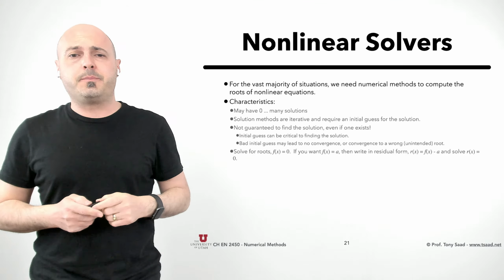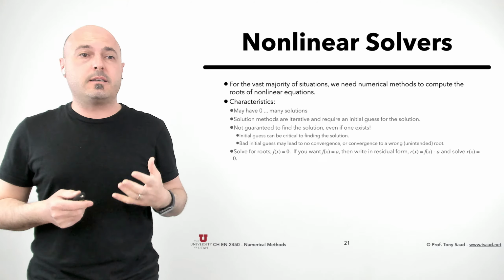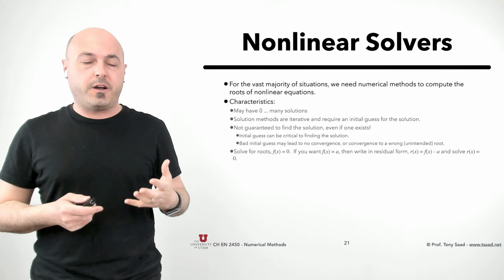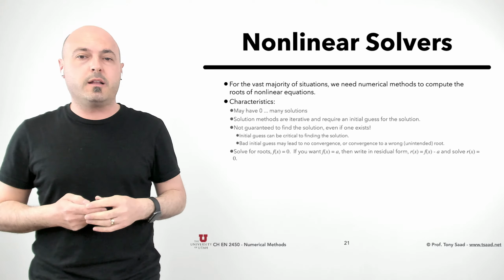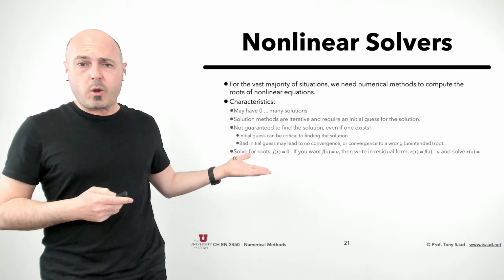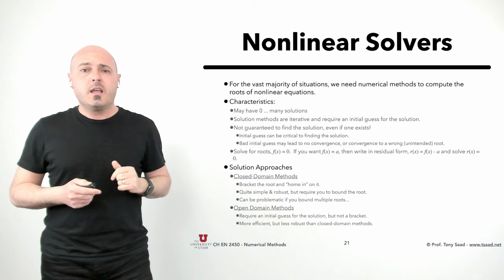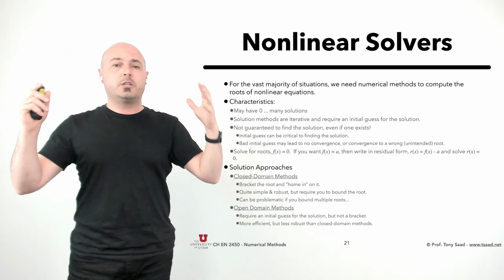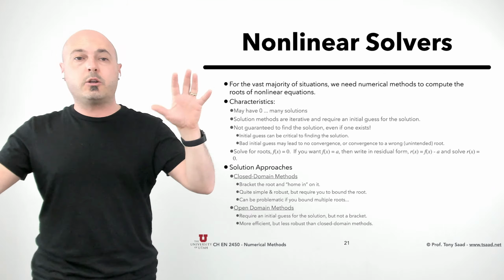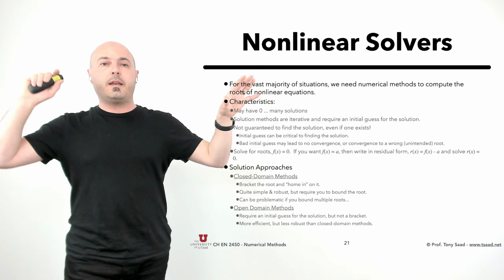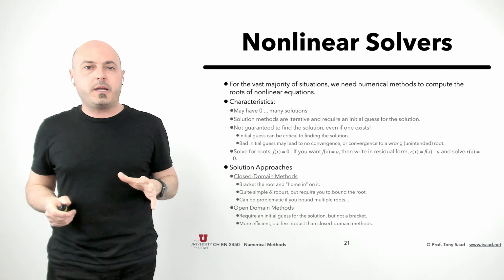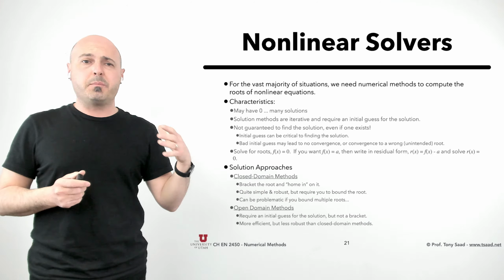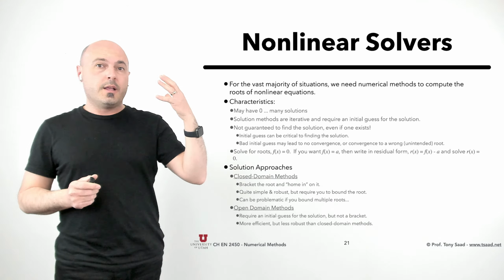The initial guess is critical in being able to find the root. We discussed what the residual form is. There are two general approaches for nonlinear solvers. We categorize those as closed domain and open domain methods. The closed domain methods are the simplest and most intuitive, and we're going to start with those.